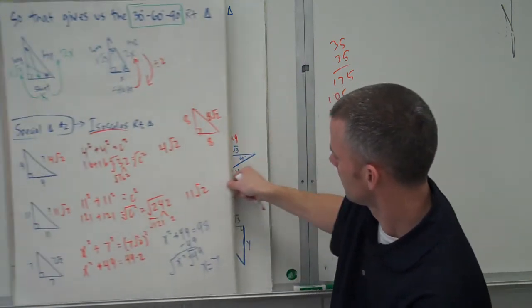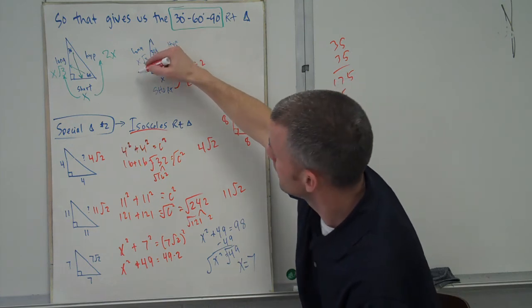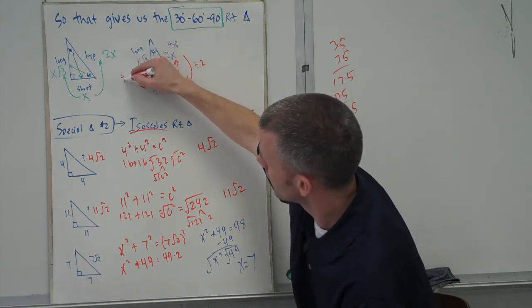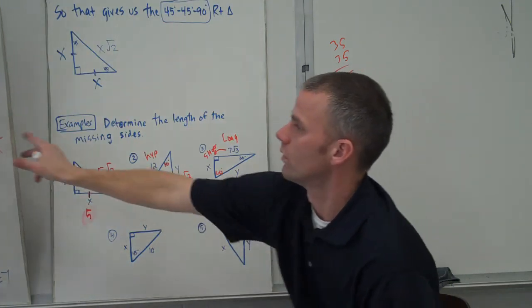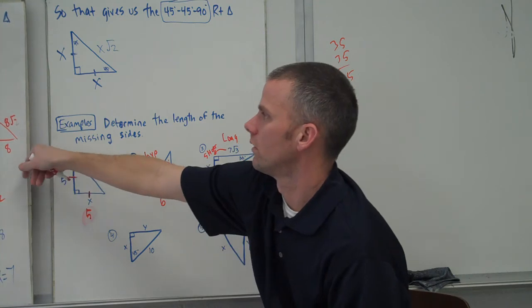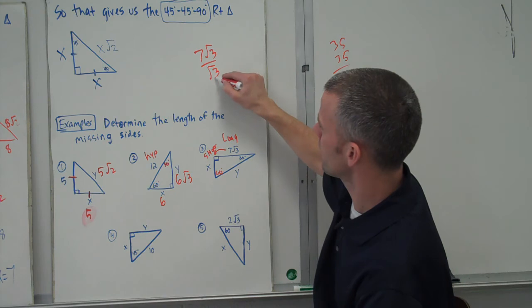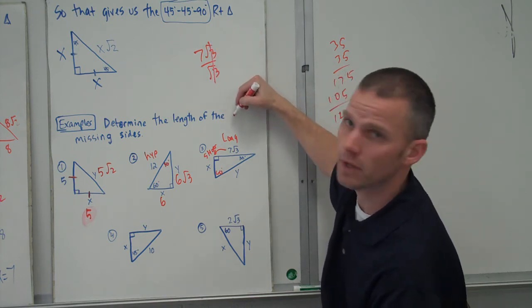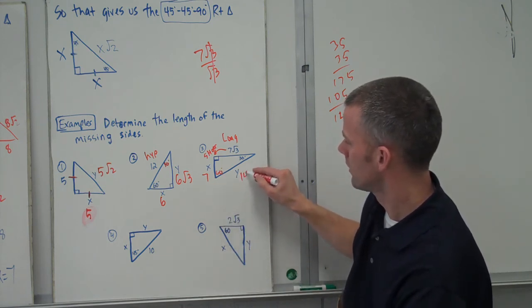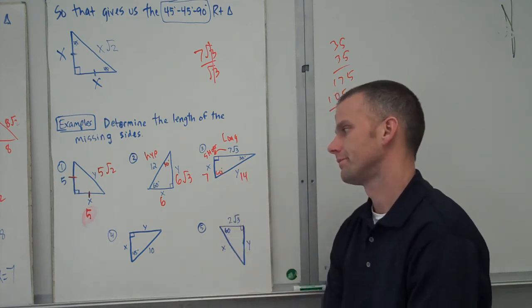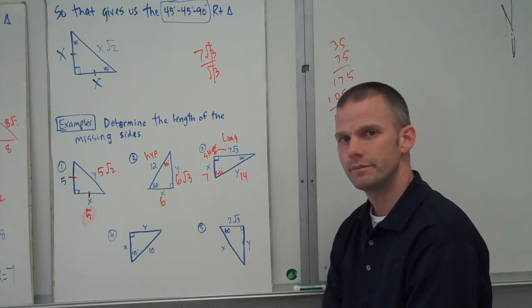Well, short to long was multiplied by the square root of 3. So to work backwards, we're going to divide by the square root of 3. When you do that, taking a number and dividing by the square root of 3, this is easy. Why? Because they cancel out. So this is 7. Short to hypotenuse, double it up, 14. All right. Questions?